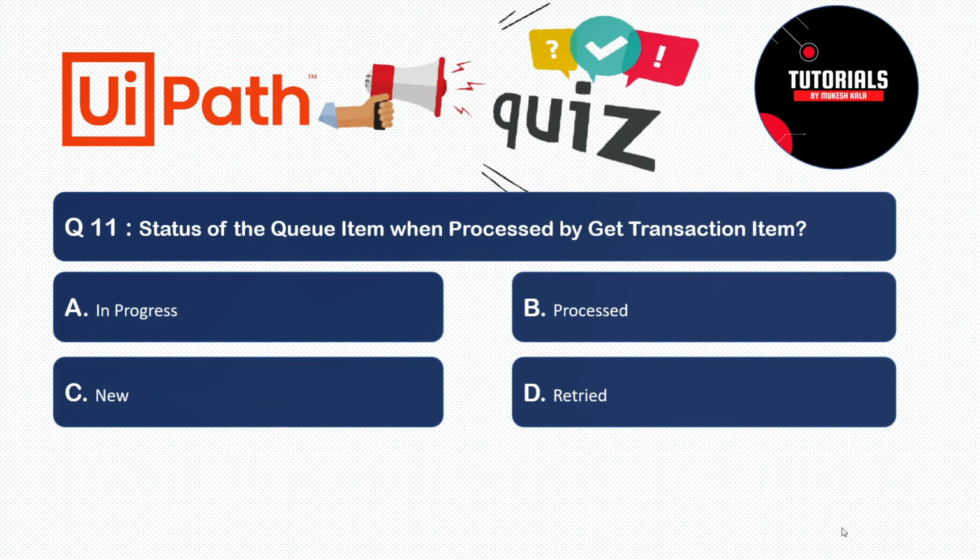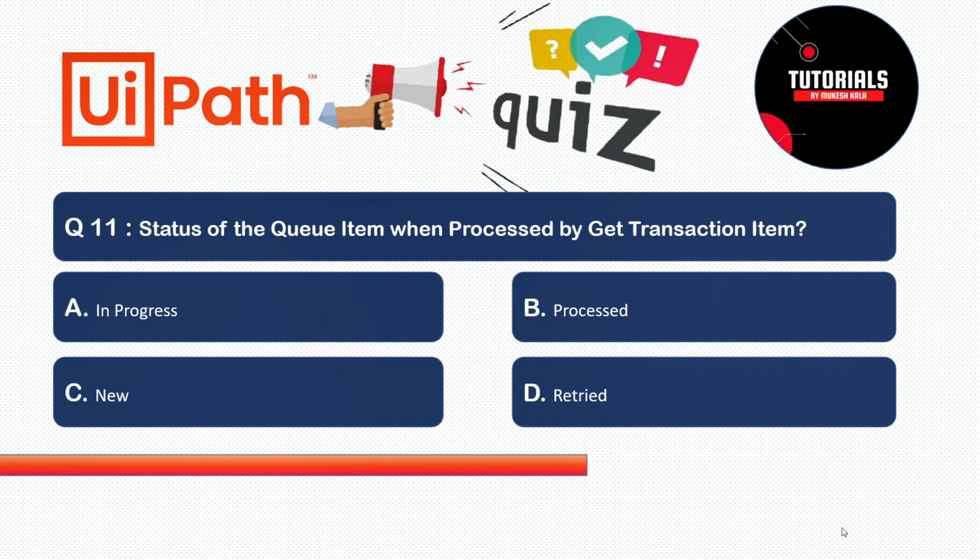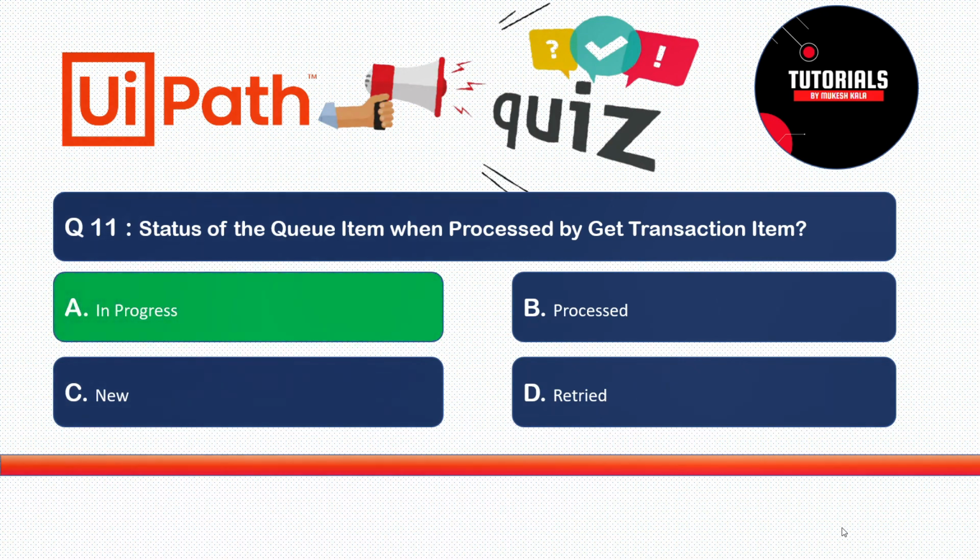Okay, so I have code. In the code I have an activity which is called get transaction item, which is used to read the queue item. So when I read, what would the status change to? In process, processed, new, or retried, right? Get transaction item activity, if it read, what would be the status? The status would be in progress.